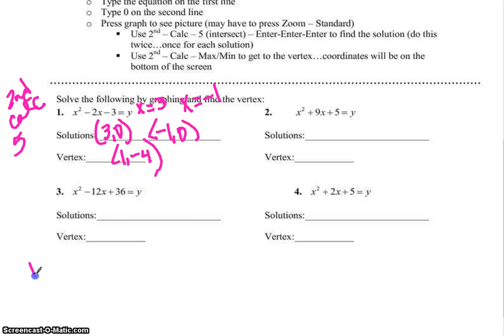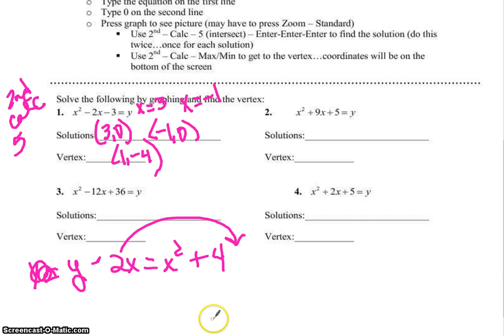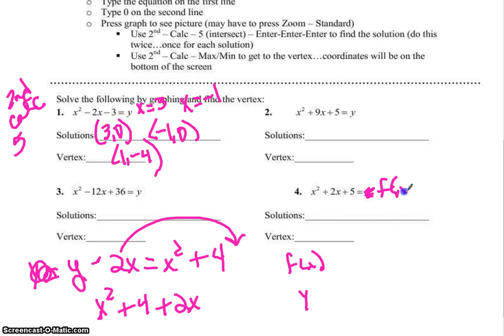Remember that if you happen to have something like y minus 2x is equal to x squared plus 4, you got to bring this 2x over here before you put it in your calculator. At y1, you would have x squared plus 4 plus 2x. Also remember that f of x means the same thing as y. So if instead of a y here, I had put f of x, I do everything the same.